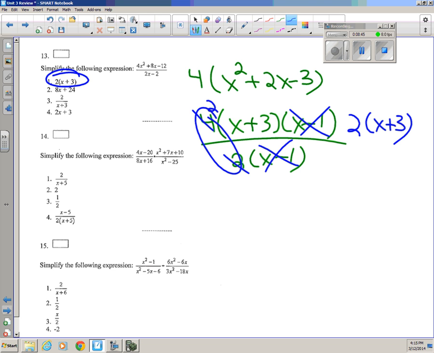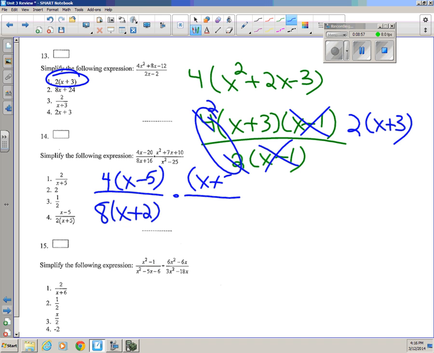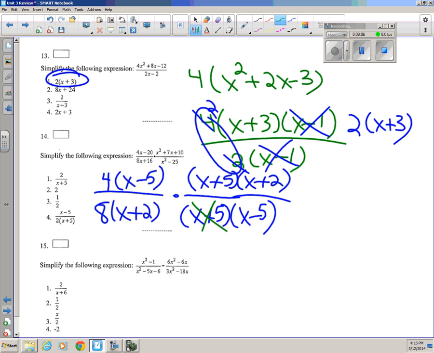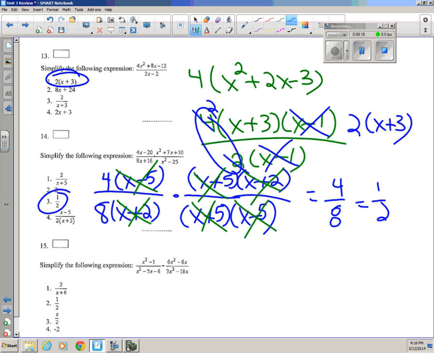This is a multiplication problem, so you're going to factor where you can. This is a GCF. This is a GCF. 8x plus 2. Don't flip. It's a multiplication problem. This factors as x plus 5, x plus 2. The bottom is dots, plus 5, minus 5. Plus 5s go away. Minus 5s go away. Plus 2s go away. The answer right here is 4/8, but to simplify that completely becomes a half, or choice 3.